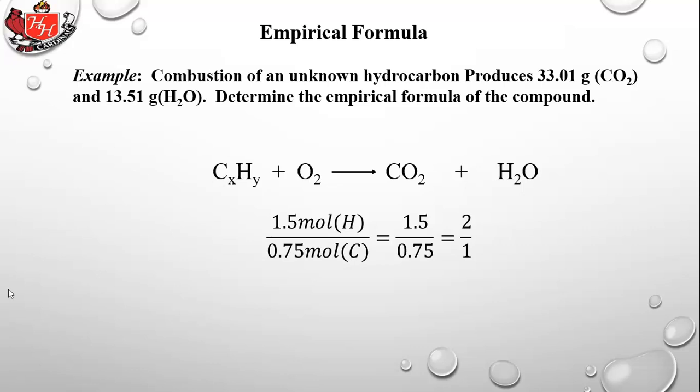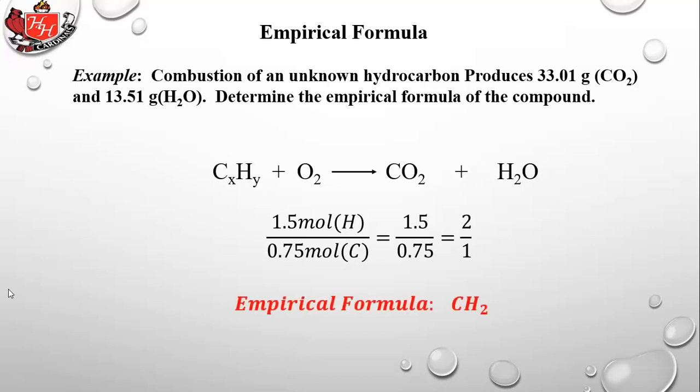So this time we actually do have a smaller number than the other one, and that's the moles of carbon. So we have 1.5 moles of hydrogen over 0.75 moles of carbon. And what we find out is that's a 2-to-1 relationship. Twice as many moles of hydrogen as moles of carbon. So that's 2-to-1. Those are going to be the subscripts of our empirical formula.